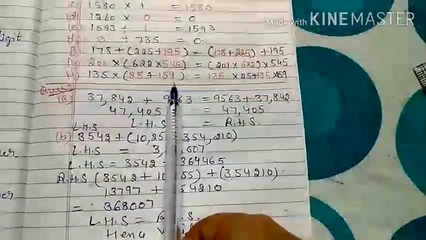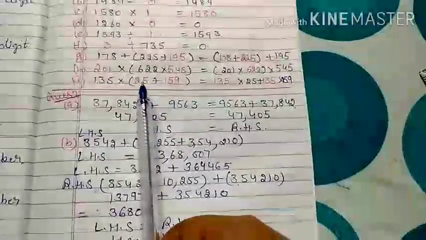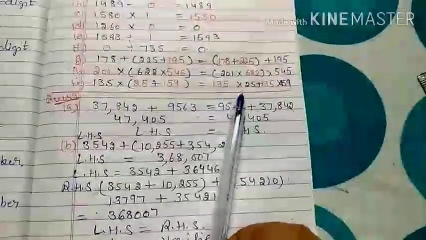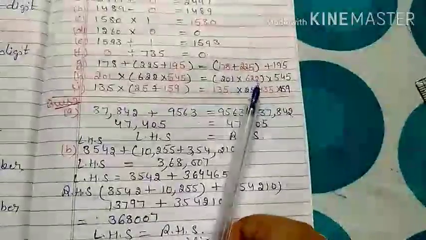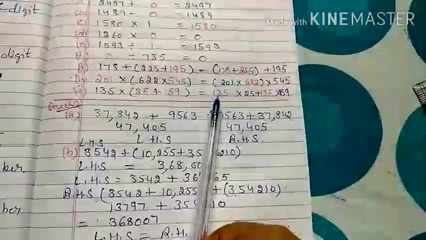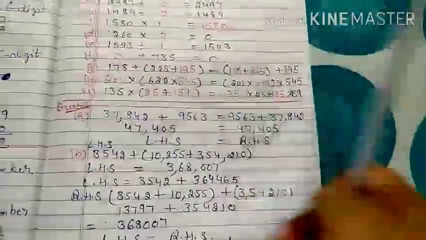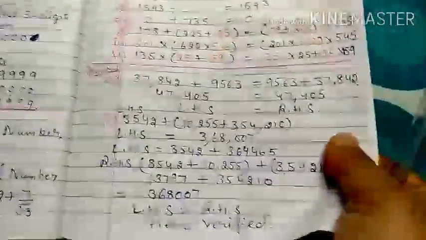Here this is the distributive law of addition, 25 plus 159, because 25 and 159 are already given to you here. So 135 is common, so when you take it common you will get the same 25 plus 159.